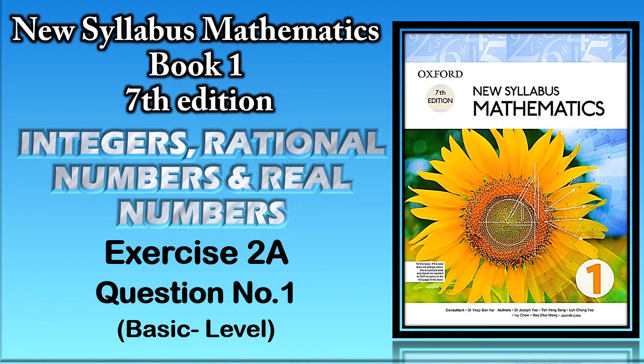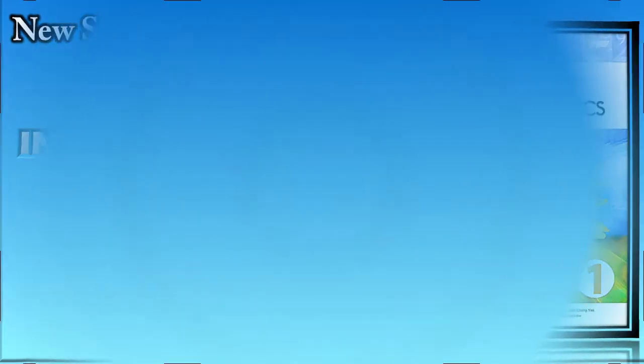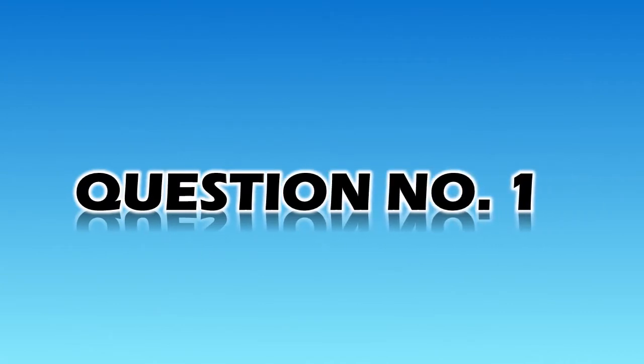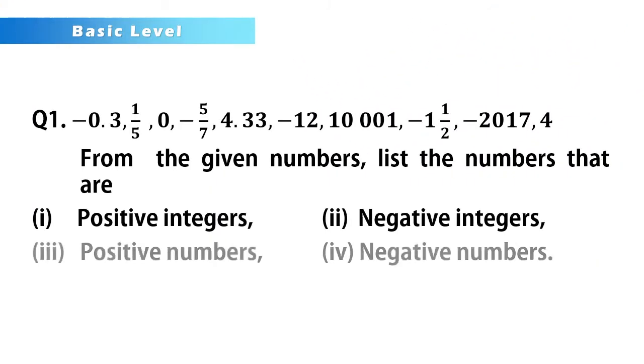New Syllabus Mathematics Book 1, 7th edition, Chapter 2, Integers, Rational Numbers and Real Numbers, Exercise 2A, Question number 1, Basic Level. Question number 1. From the given numbers, list the numbers that are positive integers, negative integers, positive numbers, and negative numbers.